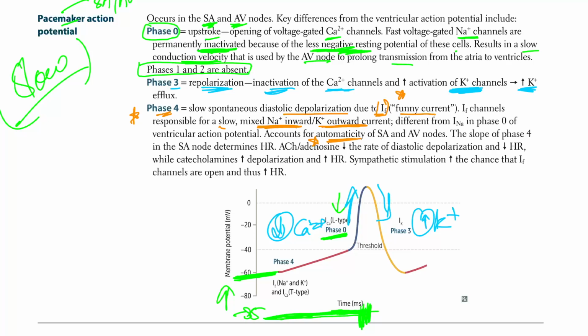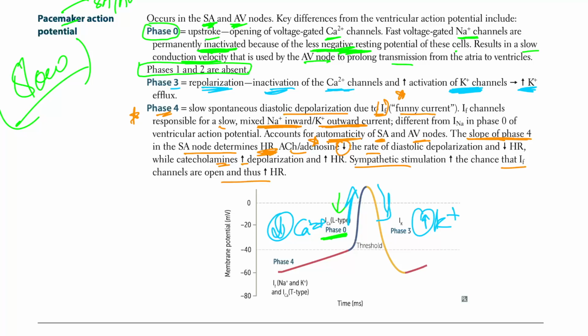Where is automaticity seen? SA node and AV node. The slope of phase 4 in the SA node determines the heart rate, meaning let's just look here. The slope determines the heart rate. Acetylcholine and adenosine decrease the rate of diastolic depolarization and decrease heart rate, while catecholamines increase the depolarization and increase the heart rate. Sympathetic stimulation increases the chance that IF channels are open, thus increasing heart rate.